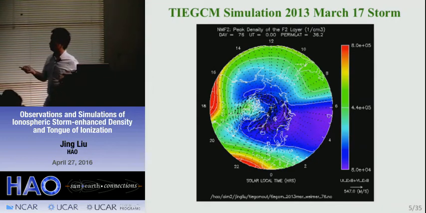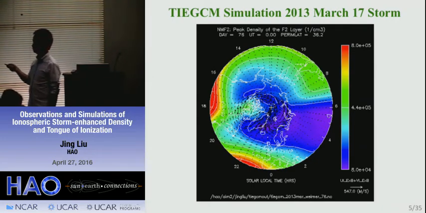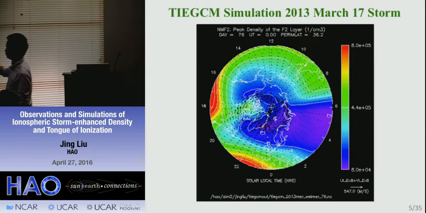Here I want to show the polar ionosphere evolution during storm time. This is from the TIEGCM simulation of the 2013 March 17 storm. The background here is NmF2, and the vectors here are the plasma convection. We can see the two-cell convection here.